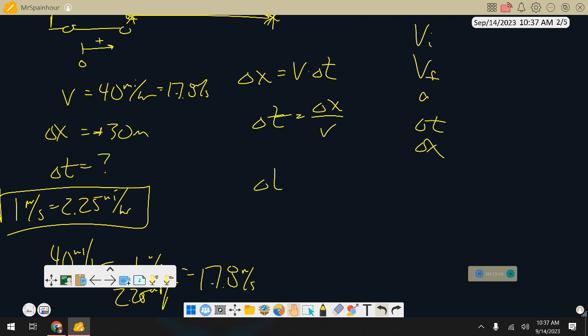Here's the plug-in part. Delta t equals 30 meters divided by 17.8 meters per second, which should be under 1. Let's get 1 point... oh, 1.7. Can confirm, a few of you?